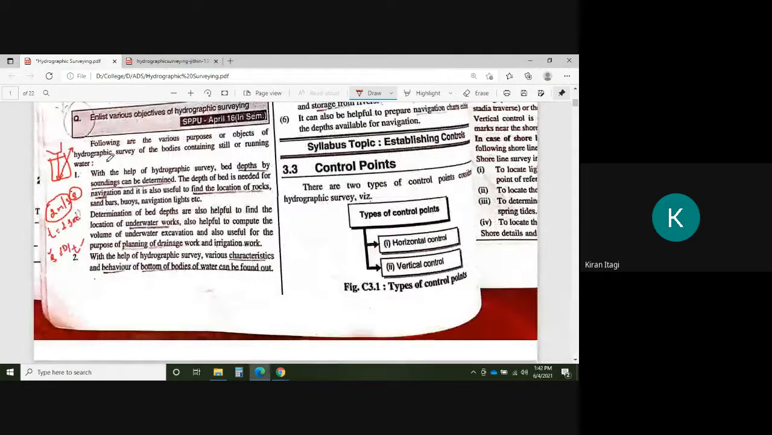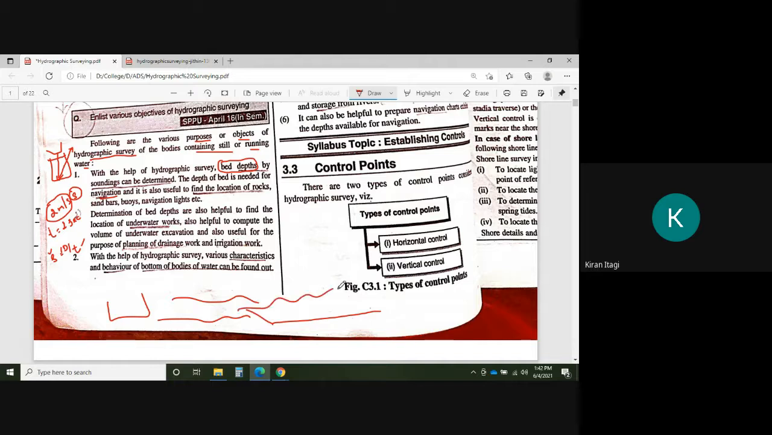The following are the various purposes or objectives of hydrographic surveying of a body containing still or running water. Either it may be a sea or ocean, or it may be a river. With the help of hydrographic surveying, bed depths can be determined by sounding, as I just said. The bed depth is needed for navigation. See why it is required.